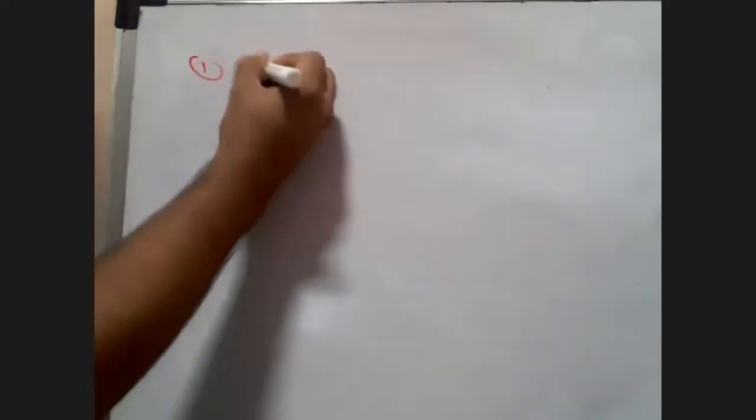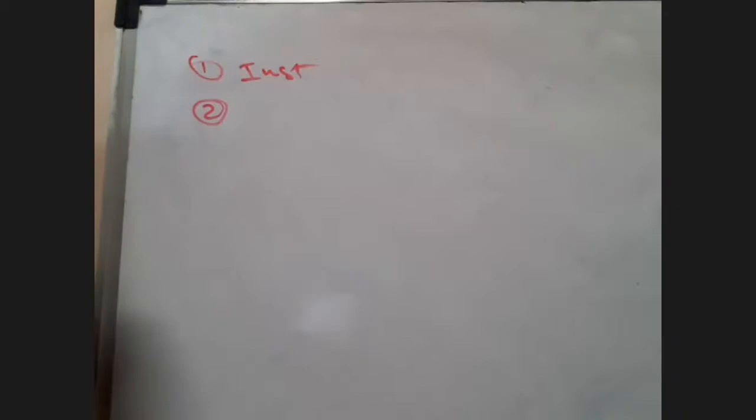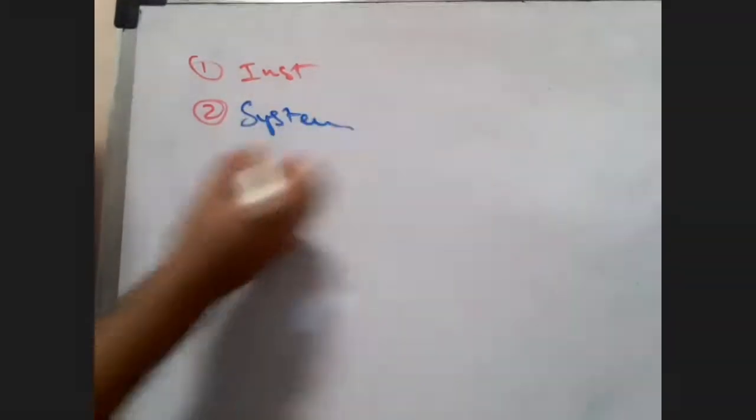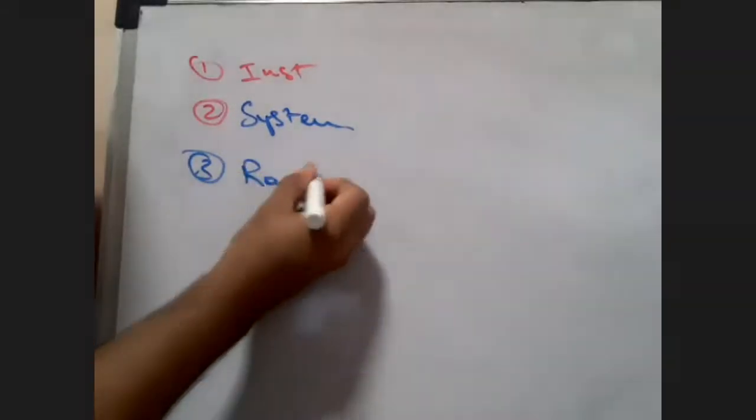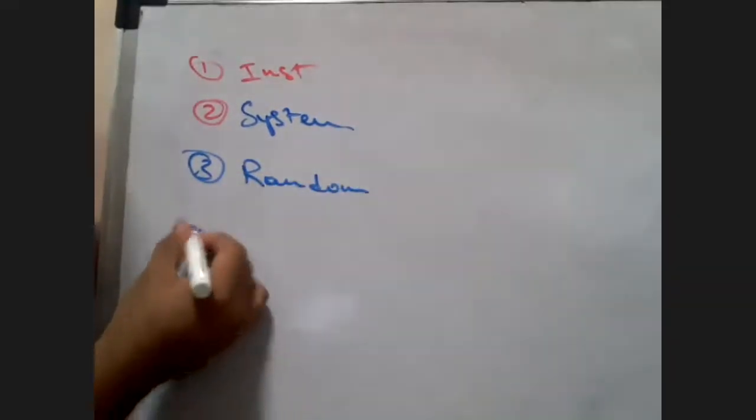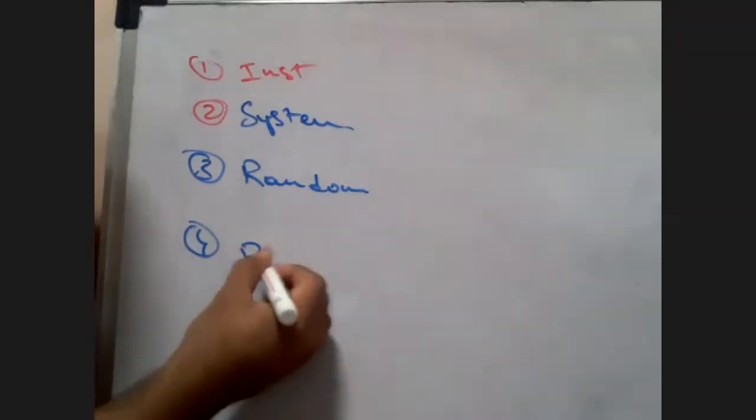So, anyways, we were talking about errors. I taught you about 4 different types of errors. One was instrumental error, isn't it? Second was systematic error. Third was what type of error? Random error. And fourth one was personal error.